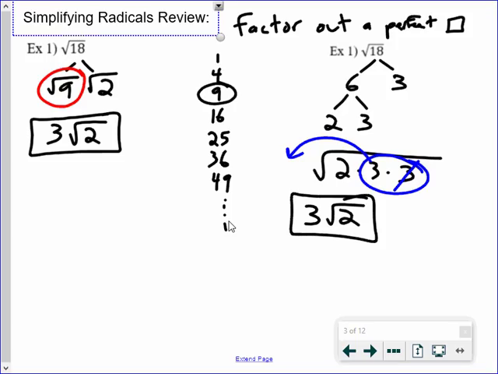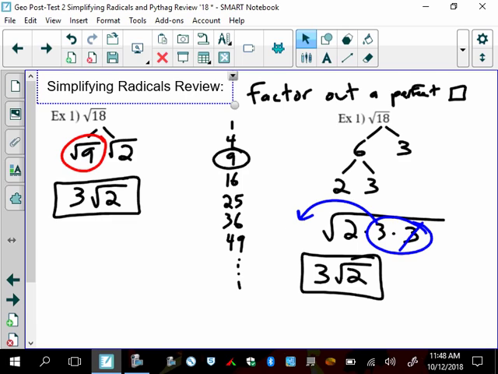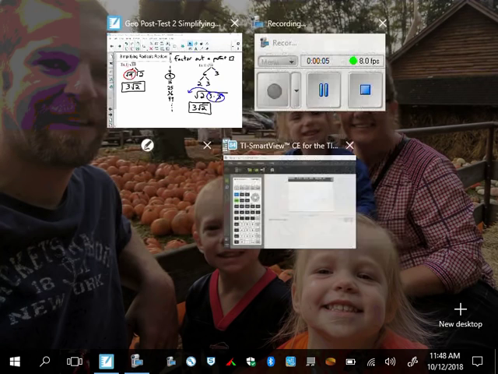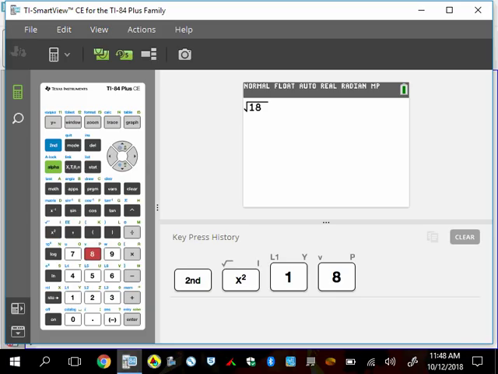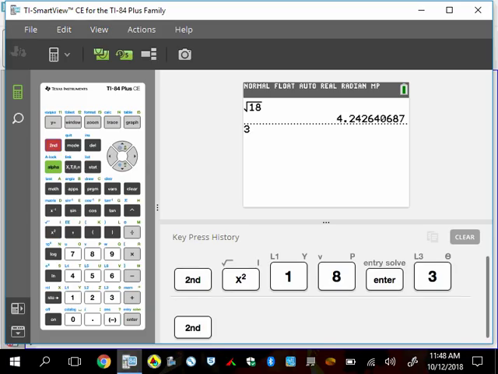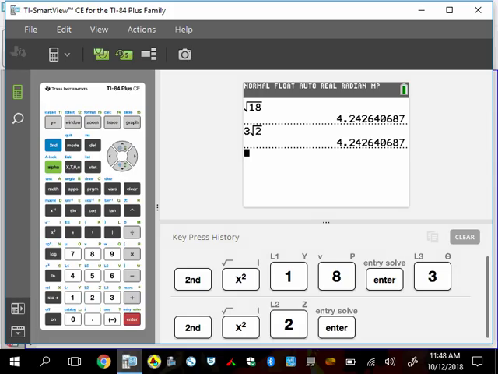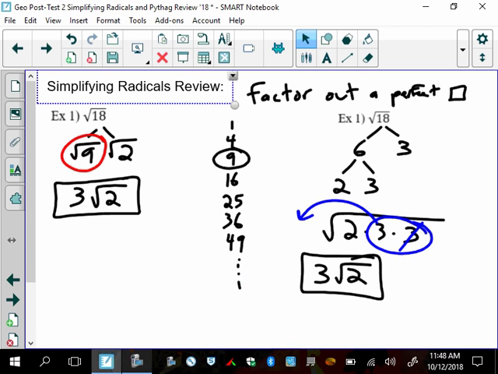Now I'd like to show people how we can also check that we did that correctly. If I go to my calculator and type in my initial square root of 18, it gives me that decimal. And if I type in 3 square root of 2, I should get the same decimal, and that tells me that I did that right. So that's just one way that you could check on what you're doing.